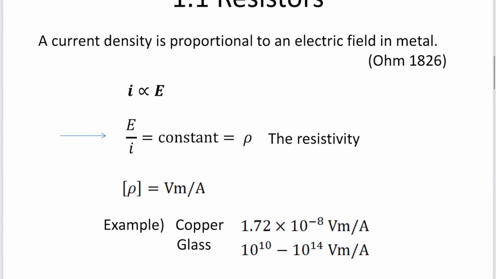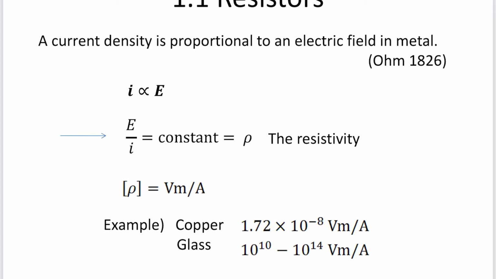The first topic is resistors. Current density is proportional to the electric field in metals. This was discovered by Ohm in 1826. So using the equations, current density J is proportional to the electric field E. If you take the ratio of the magnitude of E over J, this ratio becomes a constant quantity. We call it resistivity, rho. The unit of resistivity is volt times meter over ampere.